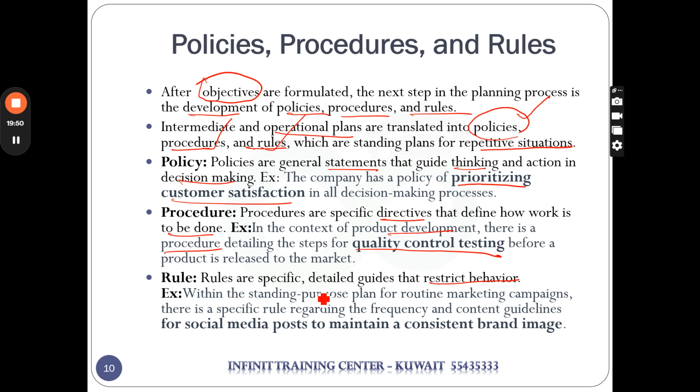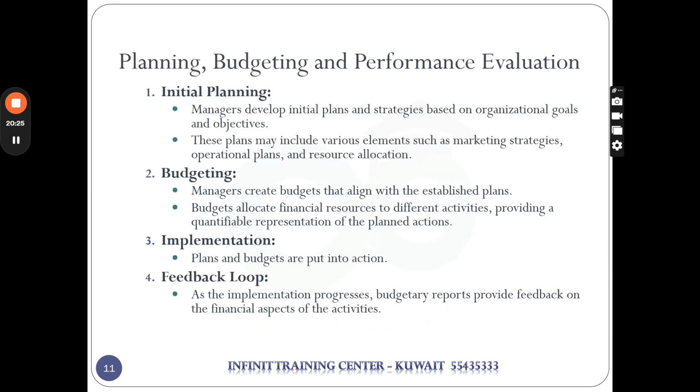Again, we have an example within a standing purpose plan for routine marketing campaigns. You have to do routine marketing campaigns always, so there are certain rules regarding the frequency of the campaigns, or the content guidelines, what type of content you have to display in your marketing. So these are policies, procedures, and rules, and you have to formulate these once your objectives are ready.